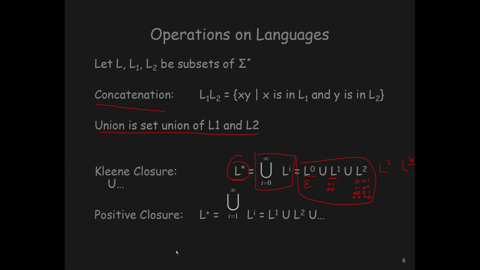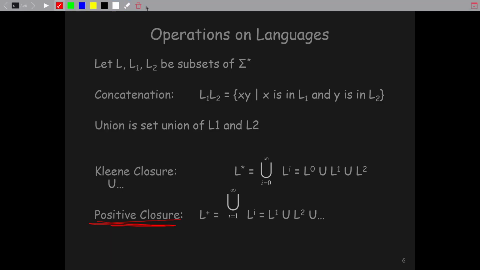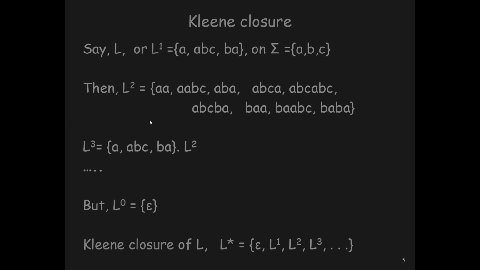The positive closure is defined in the same way, except you don't count L0. So you need at least one copy, kind of a string from L, okay? But the positive closure isn't really emphasized too much in this lecture, so don't worry about it too much. Let's move on.